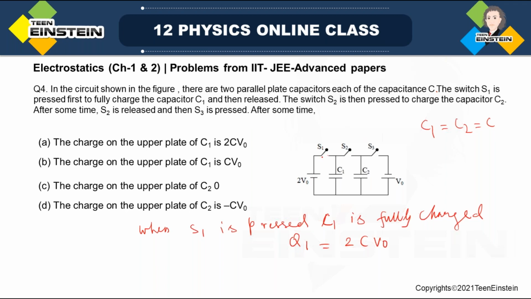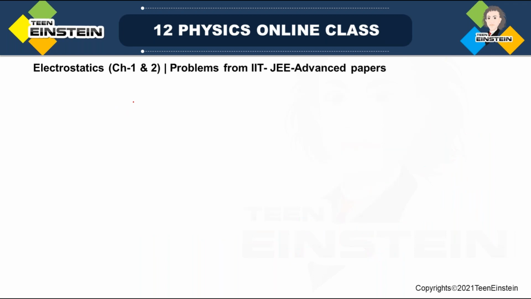Now S1 is released. When S1 is closed, you get this circuit: only C1 is connected to the battery. So this is 2V0 and this is C1, so it gets charged by this much. Now the switch S2 is pressed to charge the capacitor C2. So after this, S2 is pressed and S1 is released.